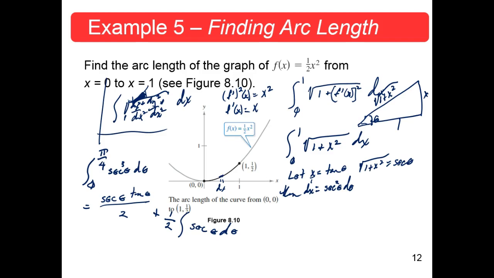of the book, but since I'm on the same page, this one right here. This would be 1/2 secant theta tangent theta plus 1/2, and then the integral of secant theta by itself is the log of absolute value secant theta plus tangent theta. And we'll evaluate those from 0 to pi over 4.